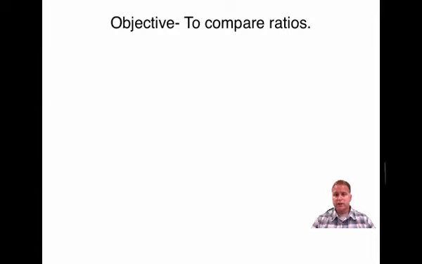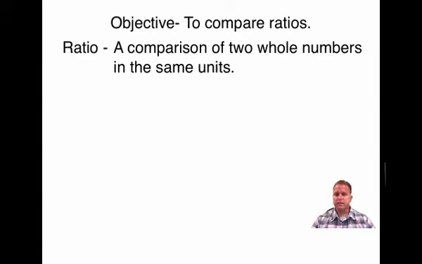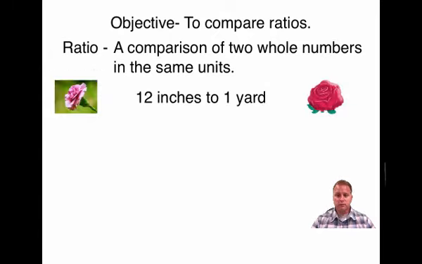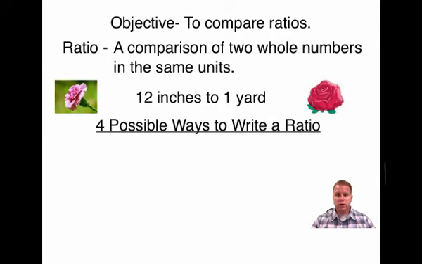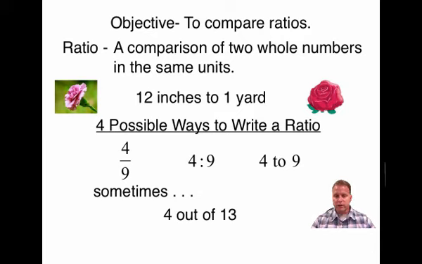So by the end of the lesson today, you should know how to set up ratios. A ratio is a comparison of two whole numbers in the same units, and they do need to be in the same units. So we have 12 inches to 1 yard. Possible ways to write a ratio are 4/9, 4:9, say it as 4 to 9, and sometimes you'll hear 4 out of 9. So all of those are different ways to say ratio.